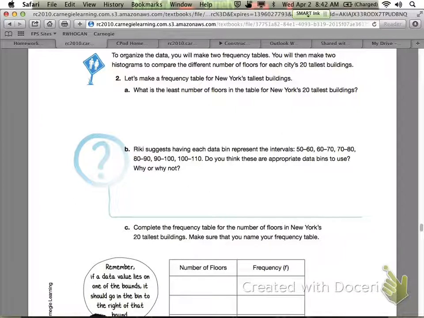It says, let's make a frequency table for New York's tallest buildings. So if you look back on page 1042, we are going to be referring to the table on the left, New York City's 20 tallest buildings.